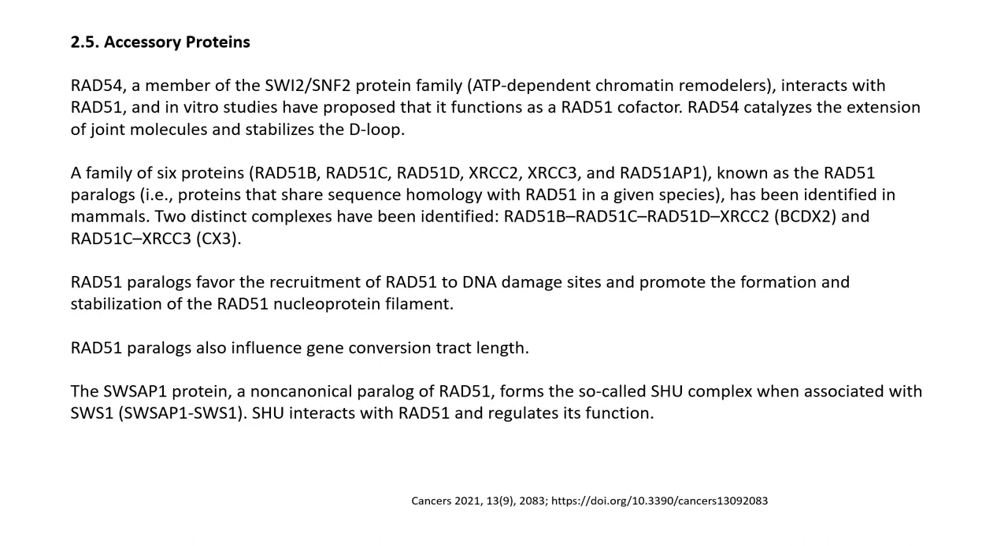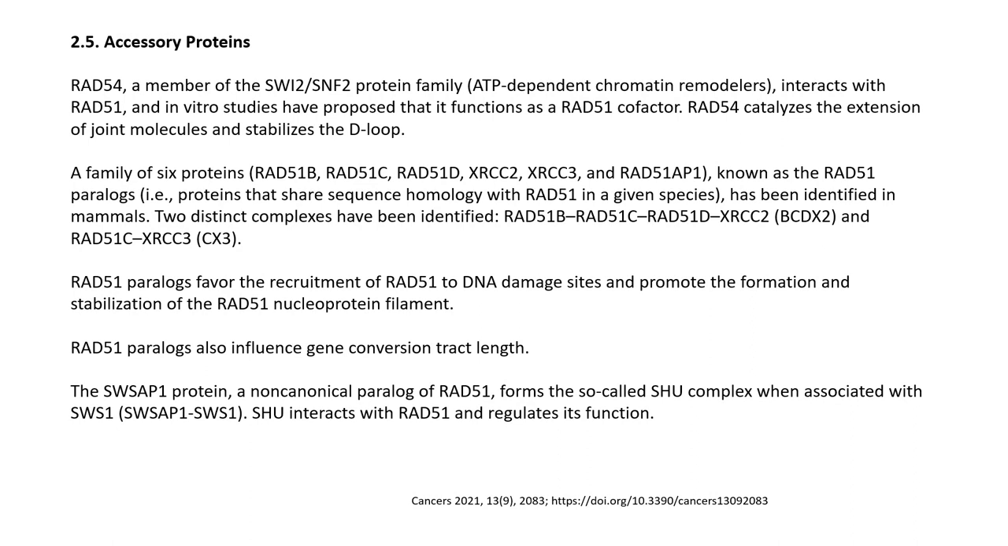Besides these players, there are several other accessory proteins which are required in the process. For example, we need Rad54, which is a member of the SWI2/SNF2 protein family, which are ATP-dependent chromatin remodelers. It interacts with Rad51, and in vitro studies have proposed that it functions as a Rad51 cofactor. Rad54 catalyzes the extension of joint molecules and stabilizes the D loop.